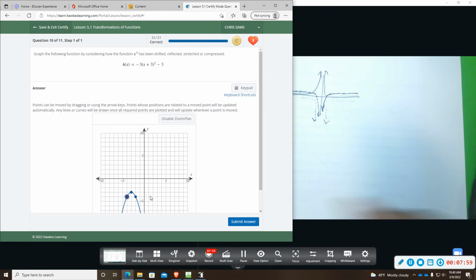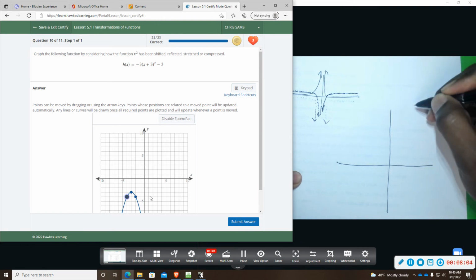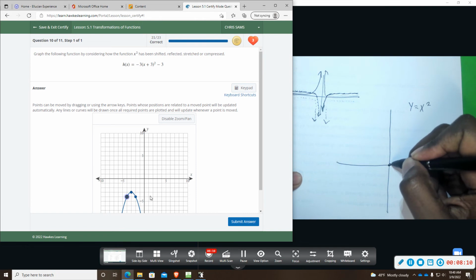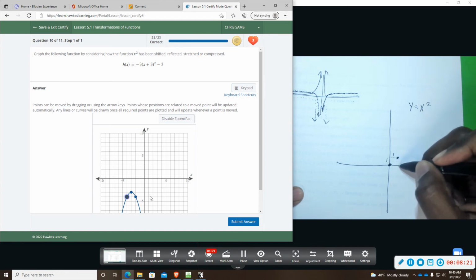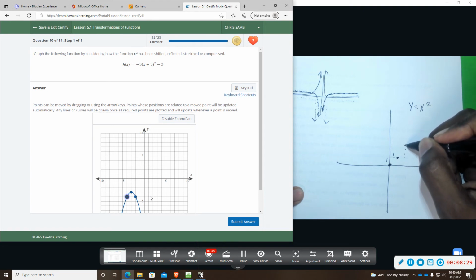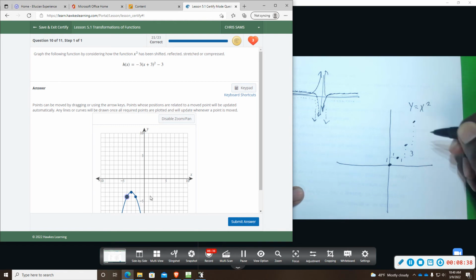Okay, so with a parabola, what I learned when you want to graph, let's just say y equals x squared. You start on the origin, and then you go right 1, up 1. So that's 1 and 1. Then you go right 1, up 3: 1, 2, 3. So that's 1 and 3. And then you go right 1, up 1, 2, 3, 4, 5. It's counting by odd numbers.